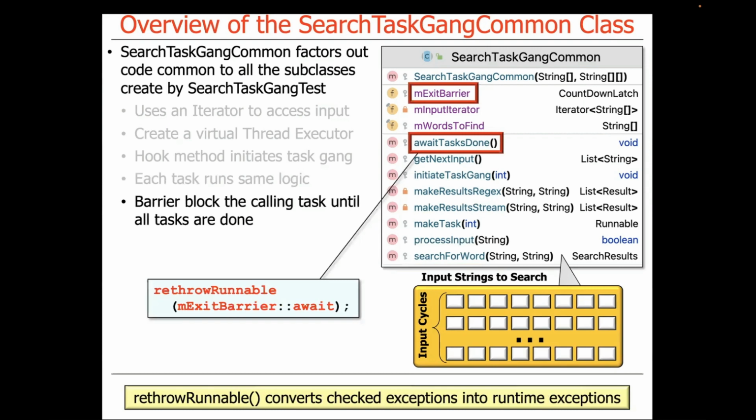We also have another barrier synchronizer mechanism called await tasks done. This is a hook method that's called to block the calling task, the main task, until all the other background tasks have finished doing their thing. The way it does that is it simply calls the await method on the exit barrier. And we use rethrow runnable to convert the nasty Java checked exceptions into runtime exceptions, which makes the code cleaner because you get rid of those crazy try-catch blocks everywhere.